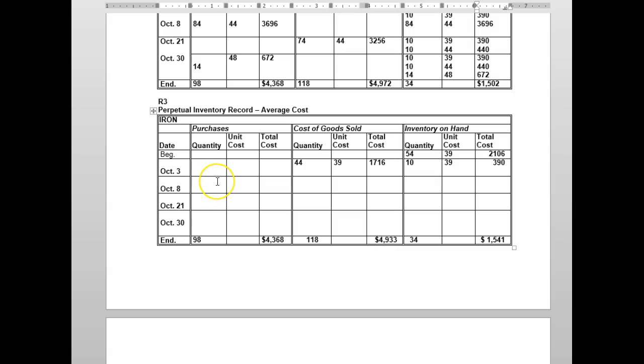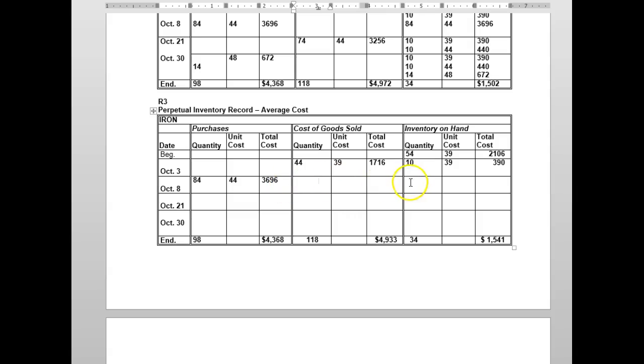Okay, so let's move to the 8th, where we buy 84 at 44, and it's 36.96 now. And that gets carried over.